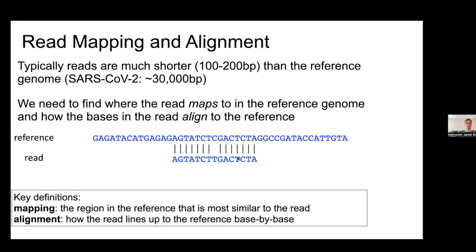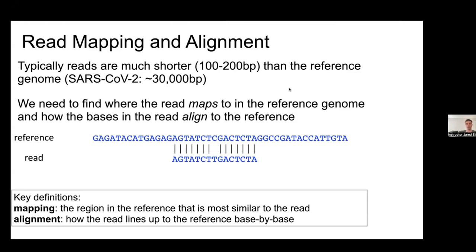All right, so the first step is mapping reads and aligning them to our reference genome. The problem here is that genomes are very big, but reads tend to be very small. This is even the case in coronavirus, where the genome is only around 30,000 nucleotides in length, but our Illumina reads are only about 100 to 200 bases. So we need programs that take those short reads and determine where in the reference genome that read may have come from. That problem is called the read mapping problem.